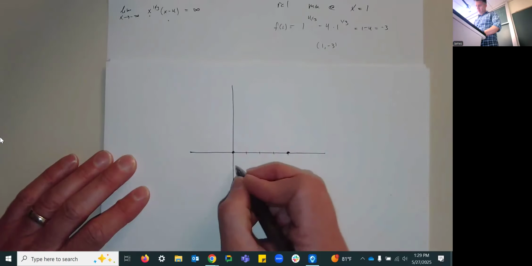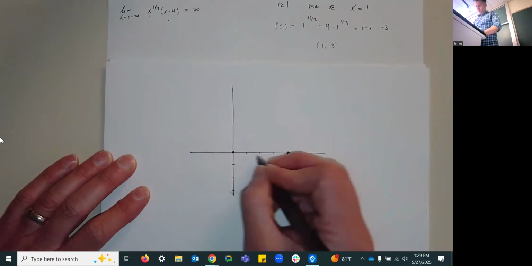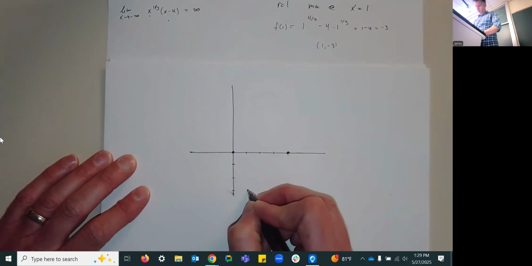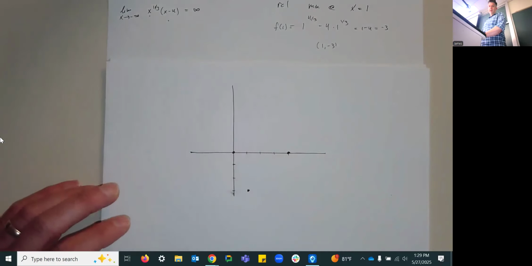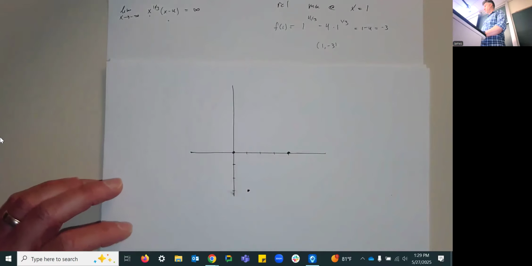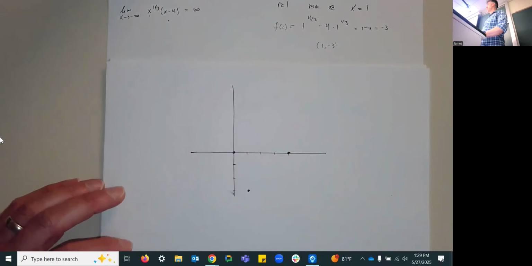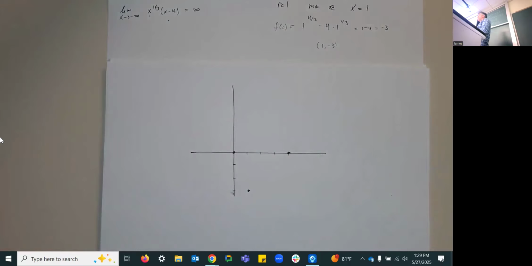So right about there. And what's going on at 0? Well, at 0, the derivative is undefined. If you have a function where the function is defined but the derivative is undefined, that usually means you either have a cusp, like a pointy point, or you have a vertical tangent, which is actually what we have here.